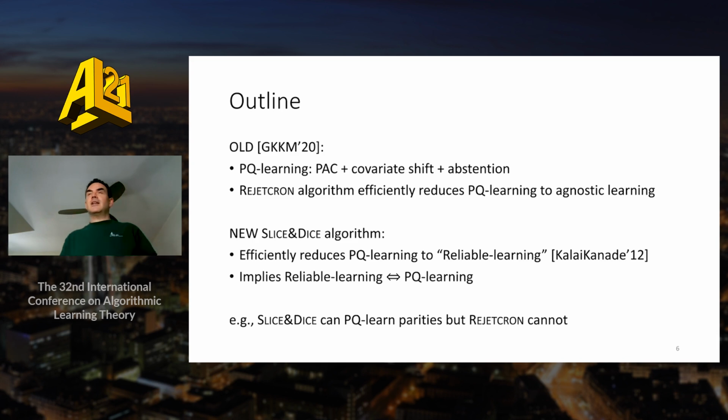What is reliable learning? Well, I'll talk about it soon, but reliable learning basically means you want a model of learning where you guarantee no false positives or very few false positives, and subject to that, you get accuracy guarantees as high as possible. So, for example, the class of parity functions is a class of functions for which we don't know noisy parity learning algorithms. We can't use the Rejectron algorithm for them, but we do have a reliable algorithm for learning parities. So we can use slice and dice to learn parities, for example.